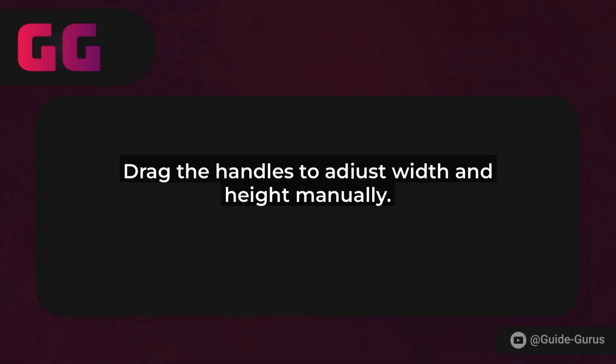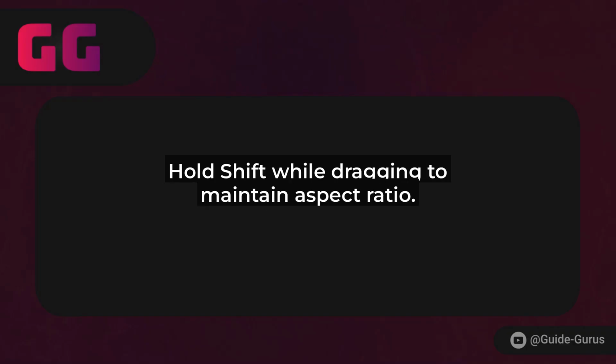Now, for the resizing part. In Notion's 2025 update, resizing is super straightforward. Hover over the image, and you'll notice small blue dots or handles at the corners and sides. Click and drag these handles to adjust the width and height manually. If you want to maintain the aspect ratio and avoid distortion, hold down the Shift key while dragging. It's a simple pro tip that keeps your images looking sharp.